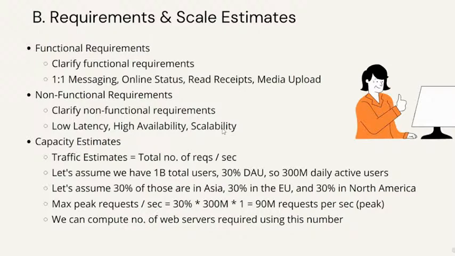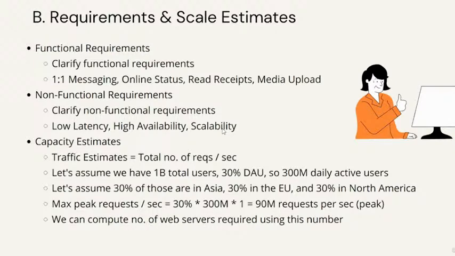The reason being, your users in Asia, your users in Europe, and your users in North America, each of these three classes of users, they are operating on different time zones. So at any given point of time for that particular time zone, the peak number of users will be the peak number of users that belong to that class. That's 30% of 300 million, hence 90 million requests per second. That's the maximum number of requests that your servers will need to handle.